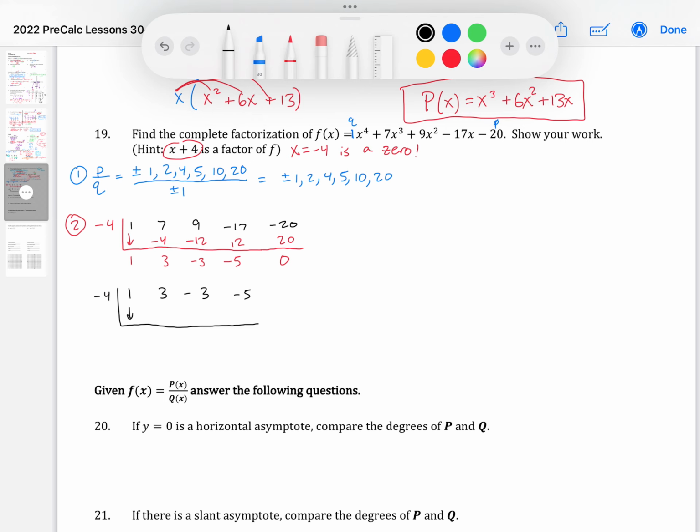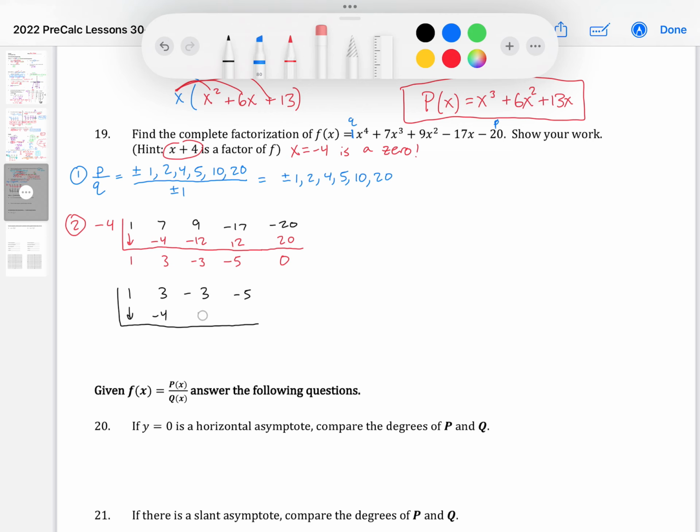Maybe that'll work. So I bring down my 1. Negative 4 times 1 is negative 4. 3 plus negative 4 is negative 1. Negative 4 times negative 1 is 4. Negative 3 plus 4 is 1. And no, that does not work. So negative 4 only is a factor once.